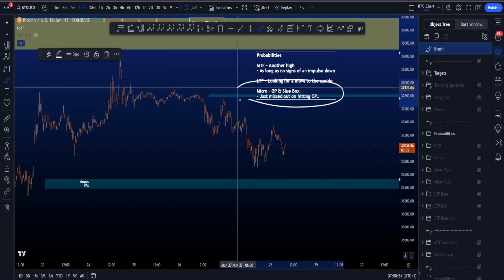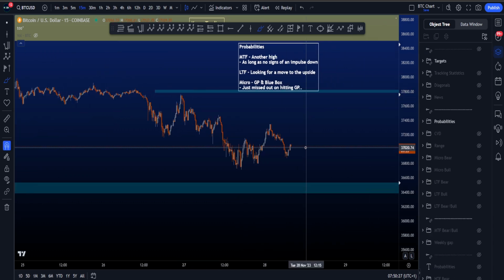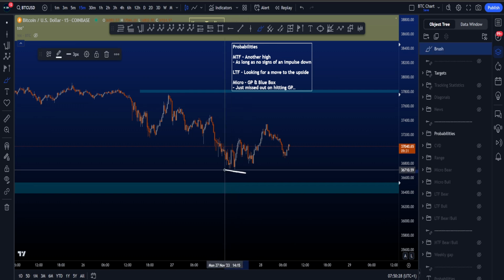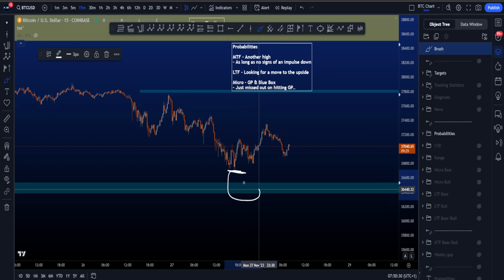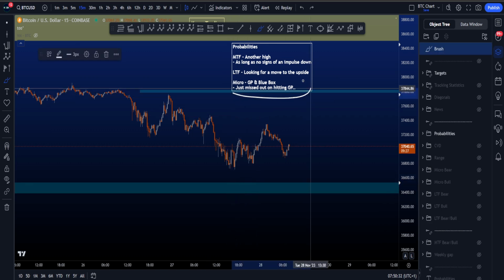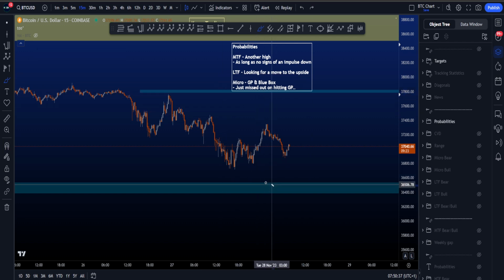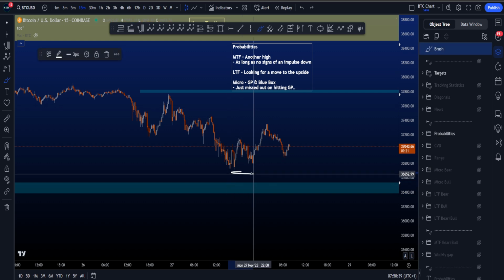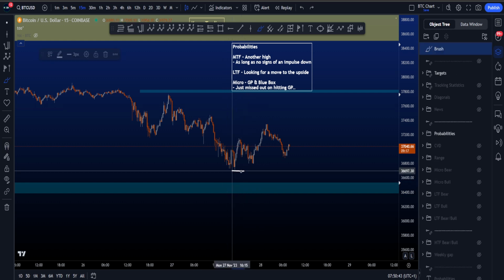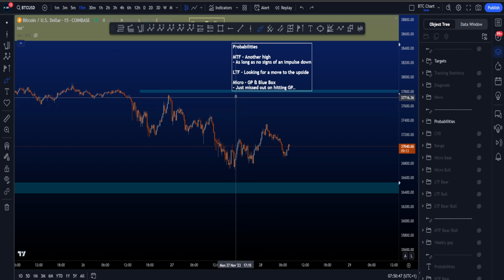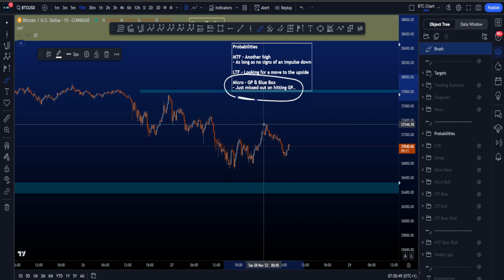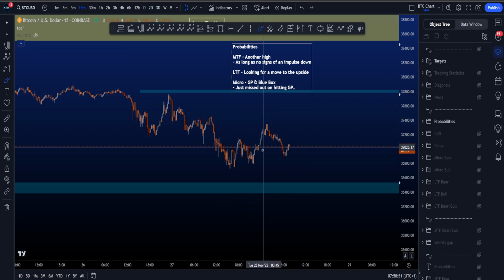And on the micro, it's just annoying that the golden pocket has been missed by a few dollars, and we have the blue box here. So that is why on the micro, I think probabilities are higher still to move to the blue box, or at least hit the golden pocket that we just missed. I mean, how rare is it to miss it by just a few dollars and not actually hit it? So that's quite annoying.